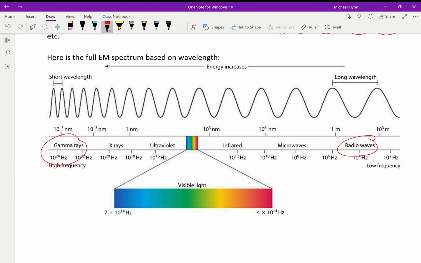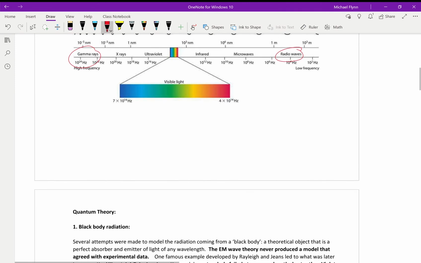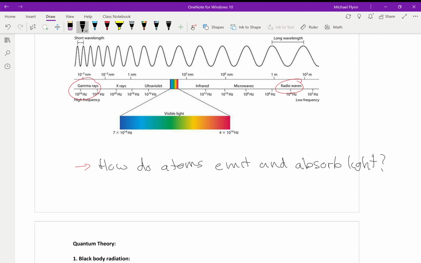So getting back to light, it looks like everything's perfect. The only thing that was missing, what was still necessary, was how to answer this question: how do atoms emit and absorb light? So this was a question that had been left unanswered.